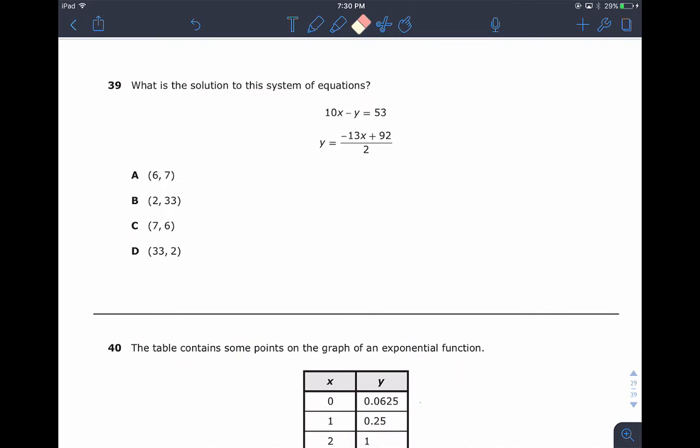Next one here, what is the solution to the system of equations? All right, now this one here, this is a very good Desmos problem. So actually I'm going to start out this question here with Desmos. Let me flip to my paper copy here so I can copy it down easy, because this one's kind of complex.